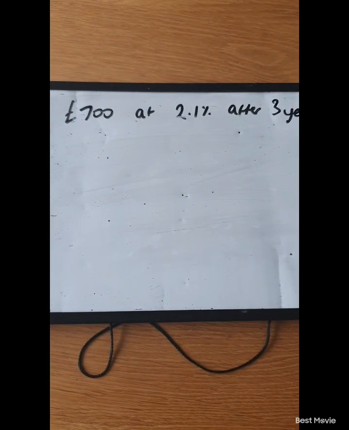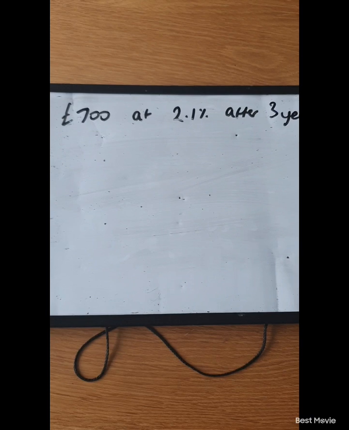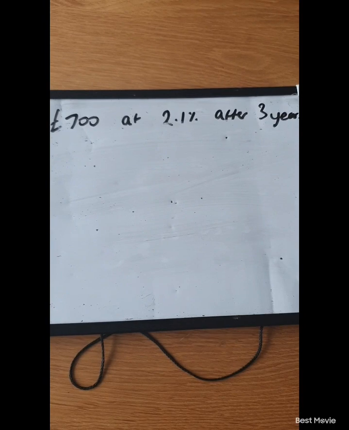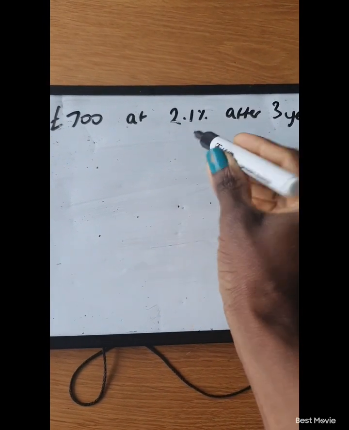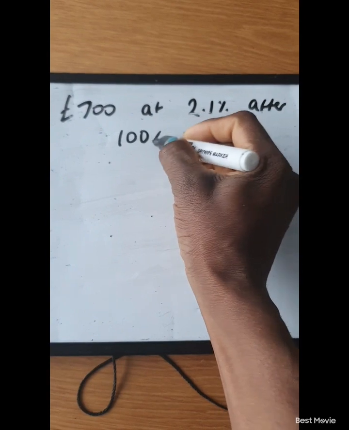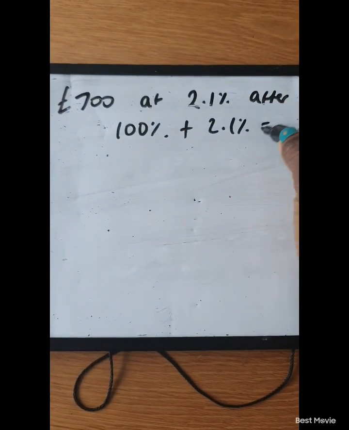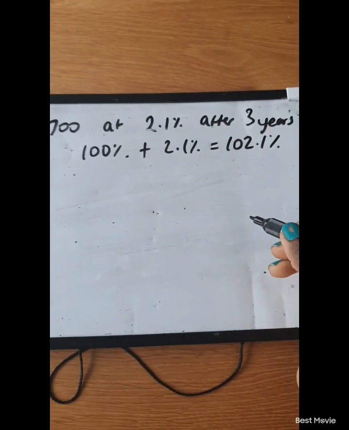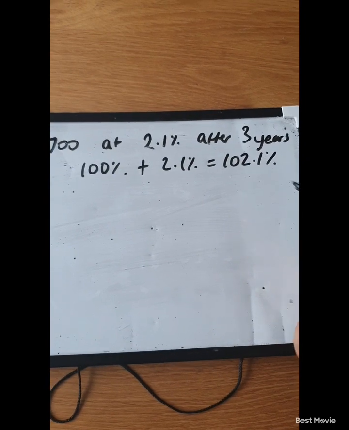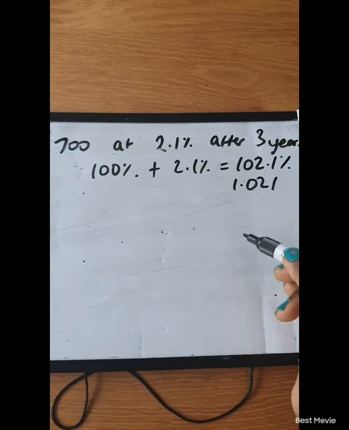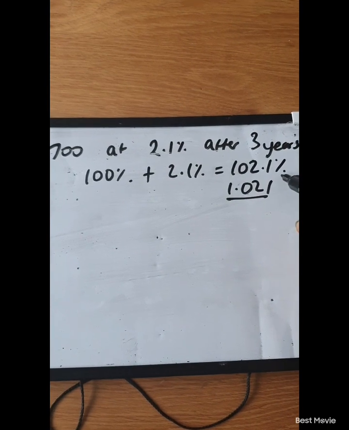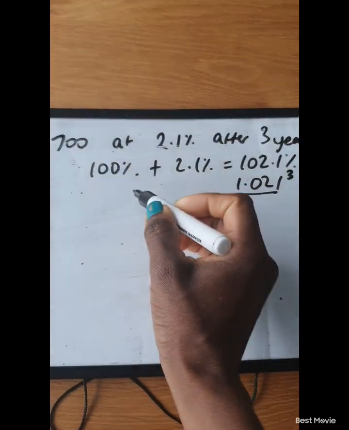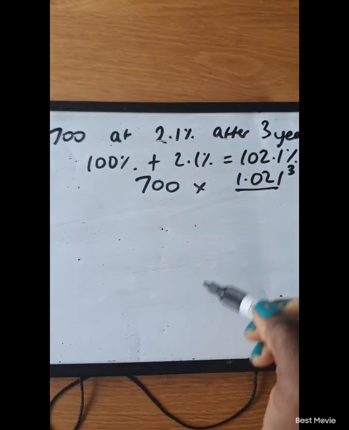Another example will be £700 in your account with a rate of interest of 2.1%. After 3 years, how much do you now have? So we're going to find out the multiplier. So you're starting with 100% plus 2.1%, which is 102.1%. Percent means out of 100, so you're going to divide that by 100. Okay, so this is my multiplier. And then after 3 years, that means I'm multiplying this to the power of 3, times it by itself 3 times, and then my initial amount is 700.